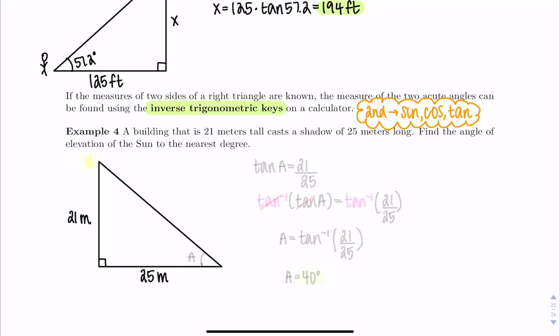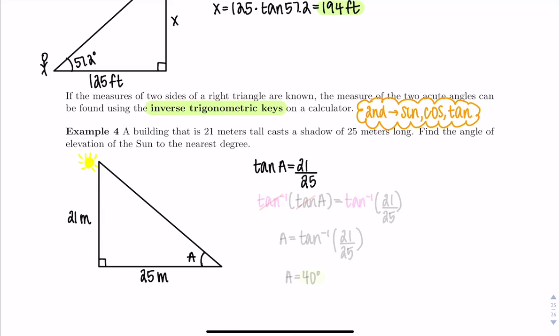So shadows always go behind you, which means that my sun would have to be up in this top corner. And so we would want to know the angle of elevation over in the opposite corner. And so I'm just going to label this as A. And so we're given the opposite and the adjacent again. So we have the tangent of A. We don't know A, we're looking for A, equals 21 over 25. Opposite over adjacent.